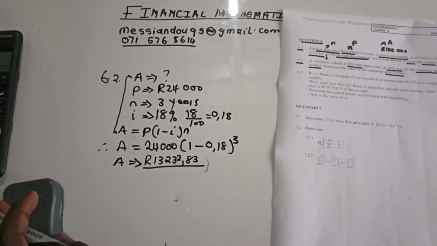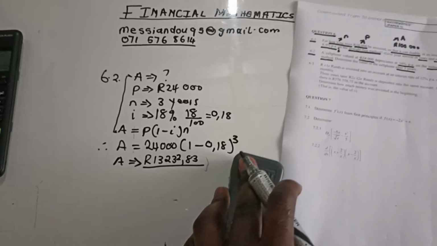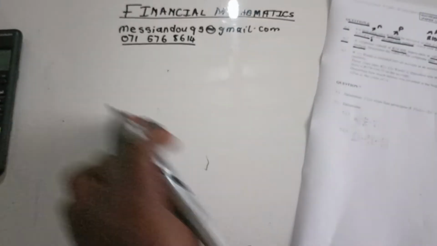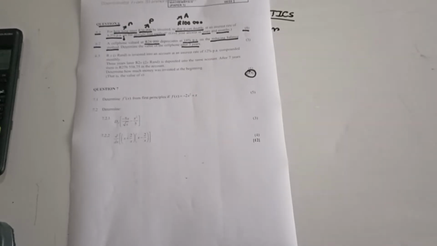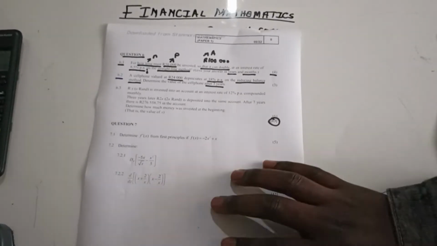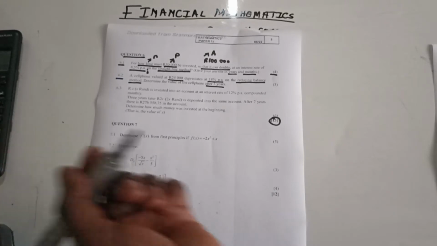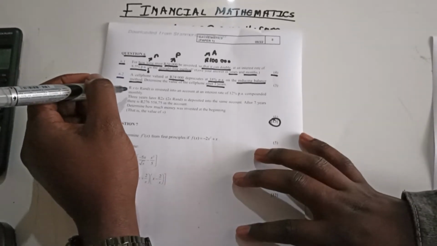So done with 6.2. We can move to 6.3. The last question, having 6 marks, you're left with 6 marks just to get total here in finance. So yeah, let us have a look and see what is it that is taking place here.